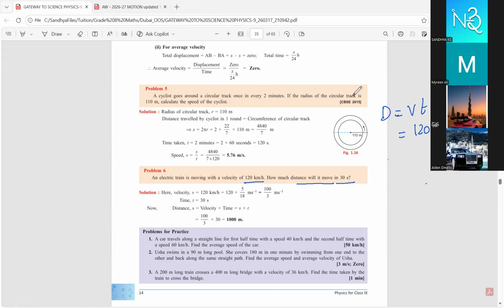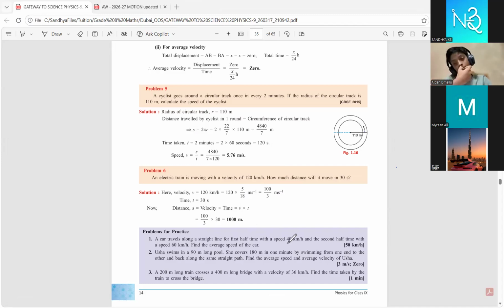So then if you cancel both of them, divisible by what? 6, 3 into 6, 18. 20 into 6, 120. Then 3, 30, 10. 10 into 3, 30. So 20 into 500, 100 into 10, 1000. So answer is 1000. What is the unit? Meter. Okay, finished. Clear?